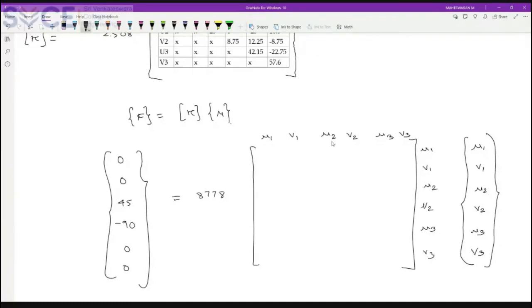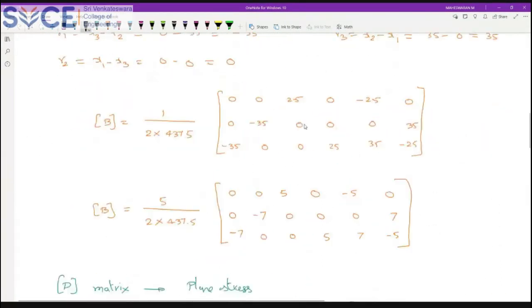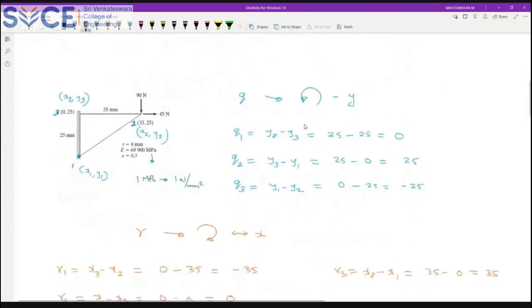Let me apply my boundary condition. What is my boundary condition here? This entire term is fixed, right? In that case, if this entire term is fixed, your displacements at nodal point 3 and nodal point 1 are both zeros. So I can say that your U1, V1, U3, V3, all these terms are zero, right?